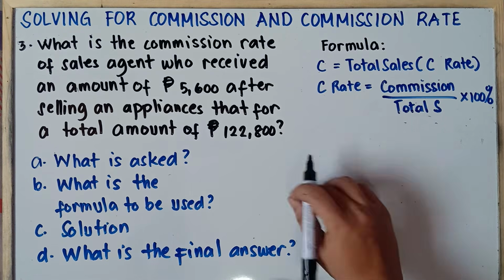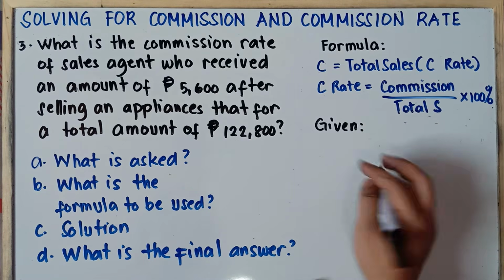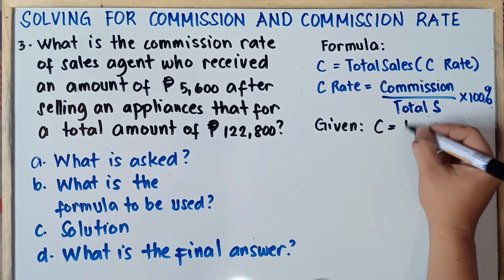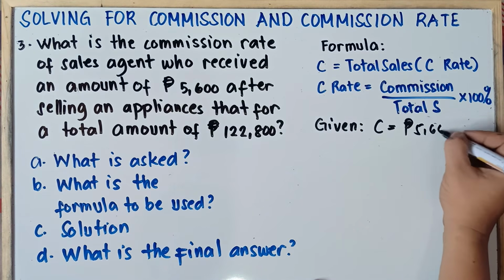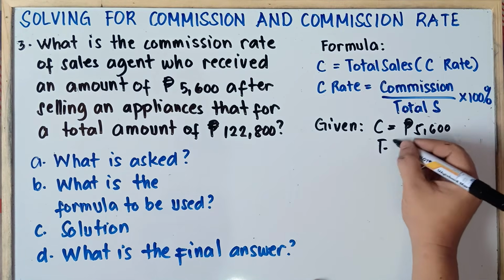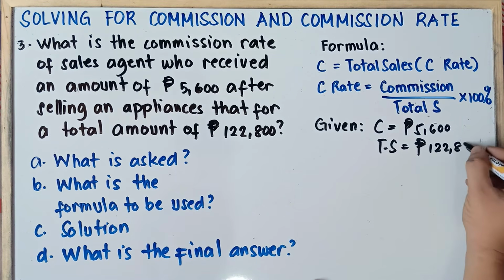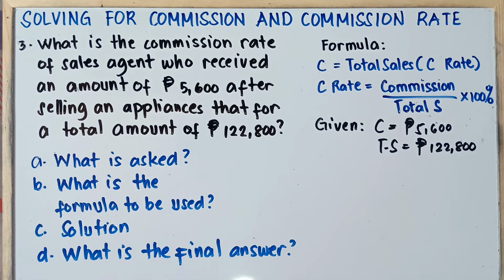Next, you can write down the given, class, for us to be guided. So we have the given commission. Commission is equal to 5,600. And we have the given total amount, or the total sales, equal to 122,800 pesos. Alright, so let's answer this one.